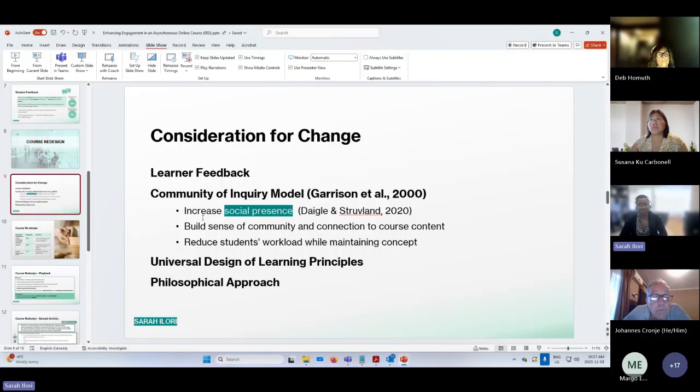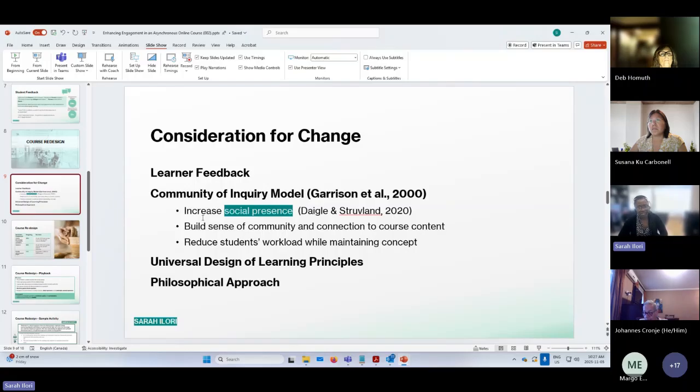Also, looking at the community of inquiry model about online classrooms needing to have a teaching presence, a cognitive presence, and a social presence. While I was present in this course, I felt that the social presence and the cognitive presence were a little bit difficult to see the way the course was at the time. And it was hard for students to build that sense of community and connection to the course content, which is actually needed if we're learning about family health.